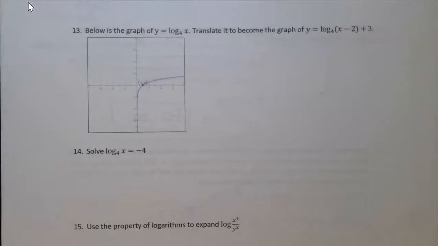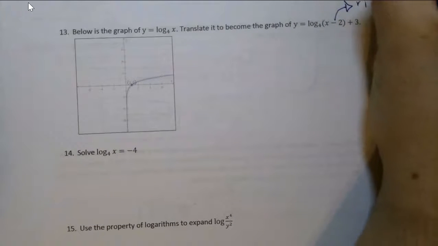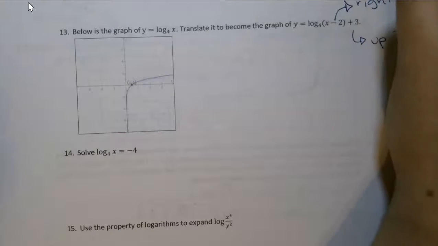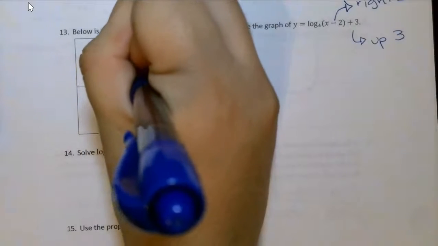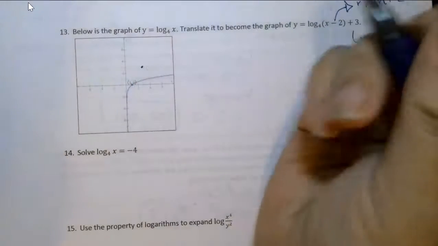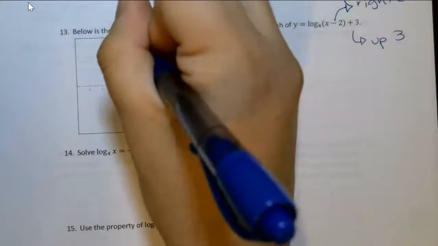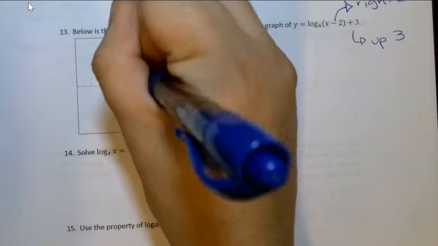Okay. This one gives me a graph and then wants me to transform it. This is going to move it right 2. And this one is going to move it up 3. So this point is going to the right 2, up 3. Then the asymptote right here was at 0. It's also going to go right 2. So now it's going to be at 2. And I can sketch that graph.